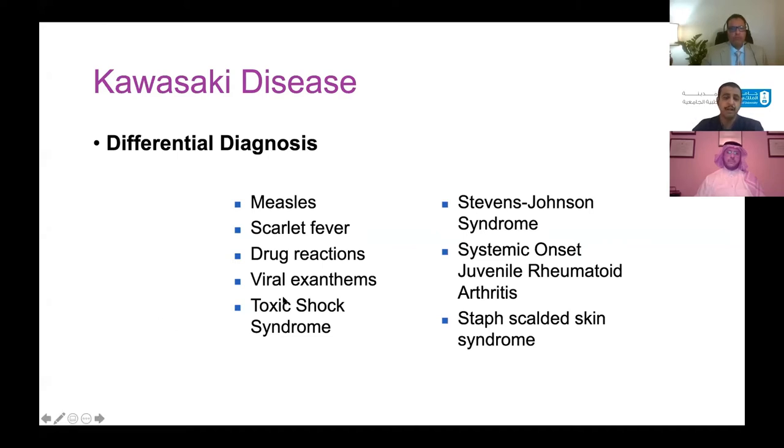One of the differential diagnoses we are seeing nowadays is toxic shock syndrome, which you may hear about, and many COVID presentations may present with this. So they present with toxic shock syndrome and it may mimic Kawasaki disease. So if you see such pictures nowadays and Kawasaki is crossing your mind, remember that COVID can present this way. In our hospital, we saw a patient admitted as Kawasaki that turned out to be COVID. Other differential diagnoses are Stevens-Johnson syndrome and systemic JRA, as well as SSSS syndrome.